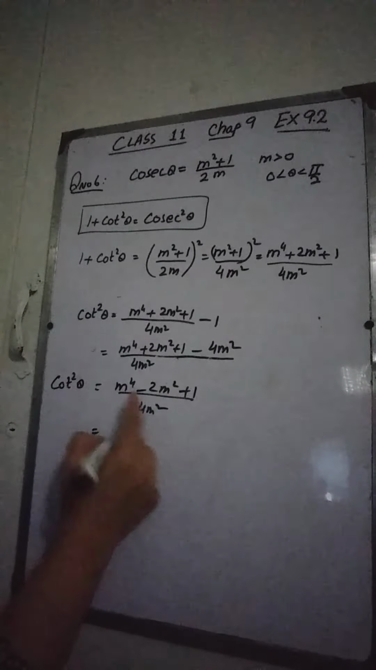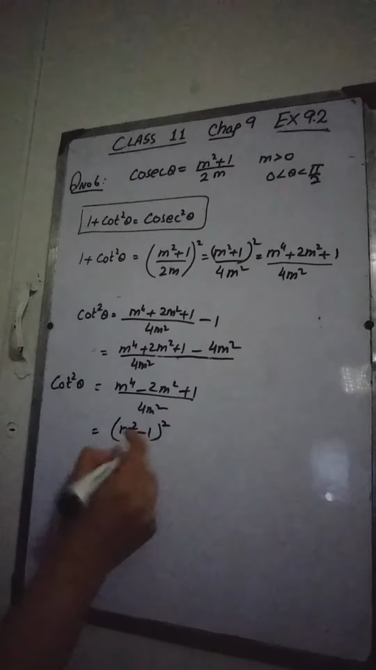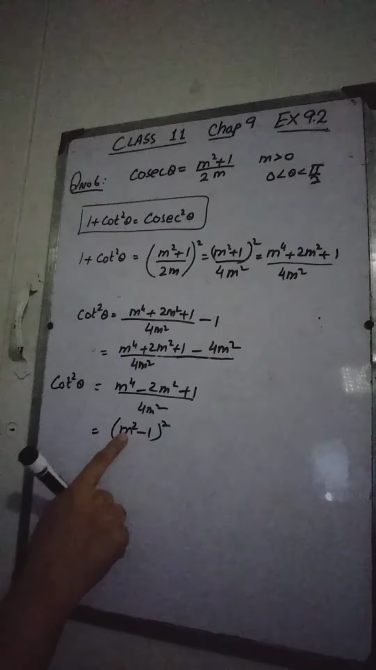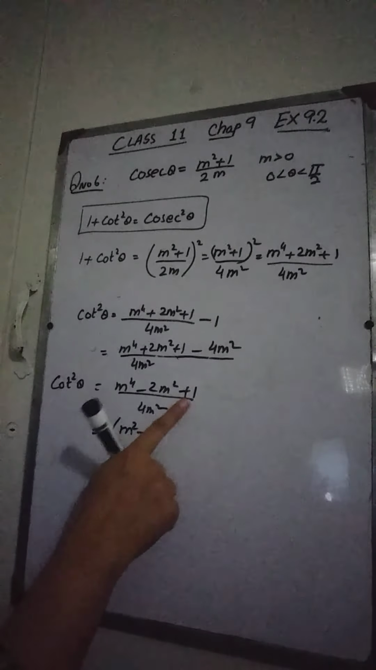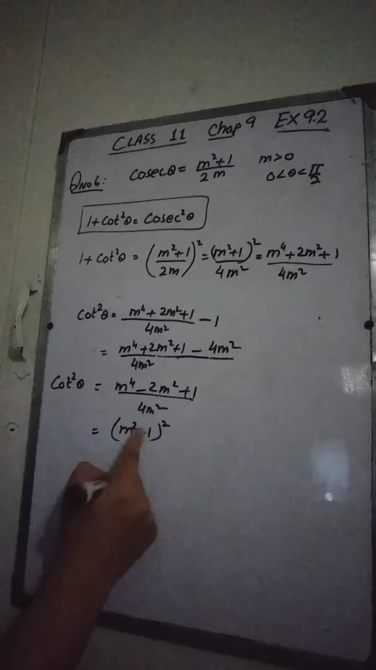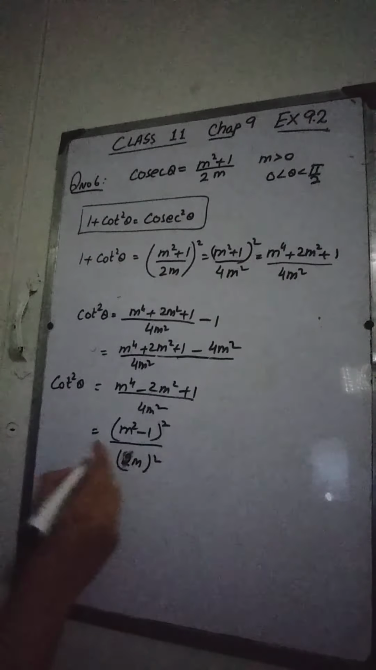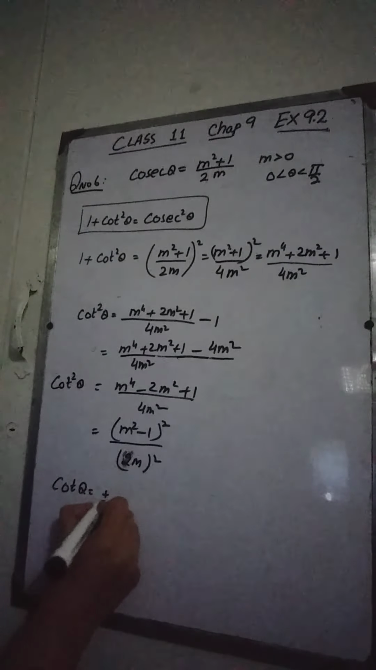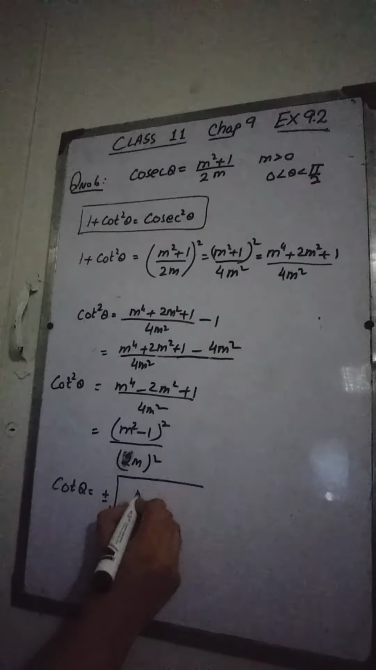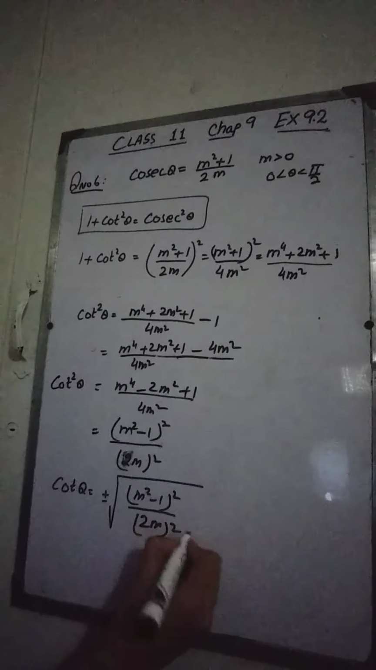Now we know that this is the formula of m square minus 1 whole square. If you open this using the formula a minus b whole square, a square minus 2ab plus b square, I can write this expression as this, and 4m square can be written as 2m whole square. Now taking square root of both the sides, cot theta will be equal to plus minus under root m square minus 1 whole square and 2m whole square.